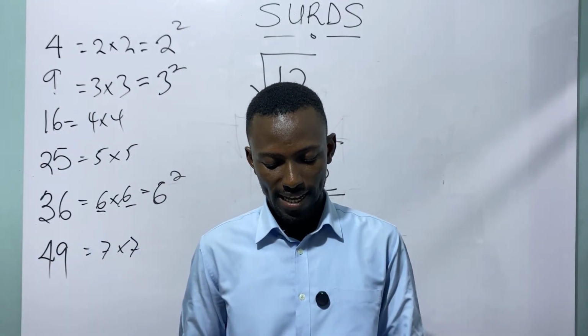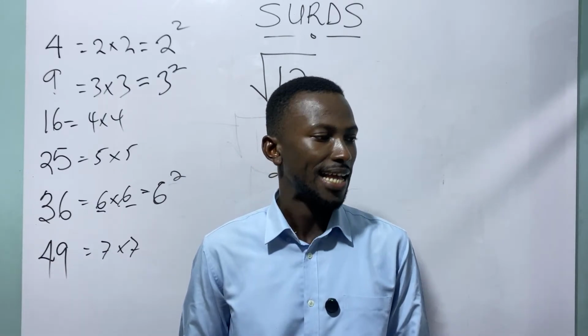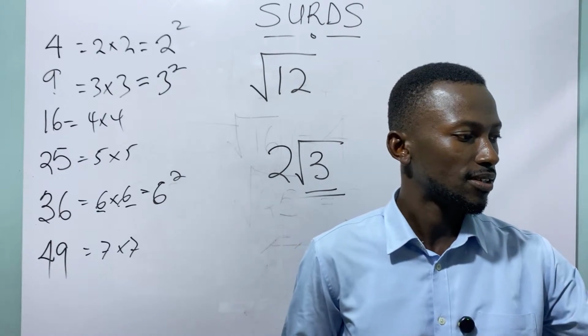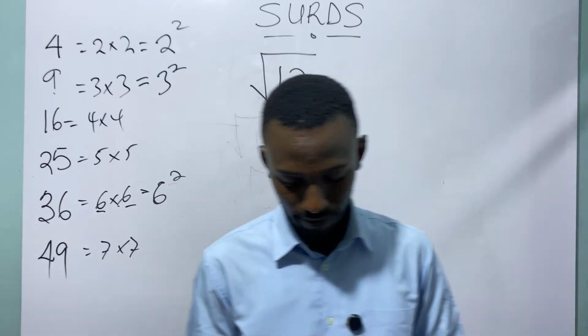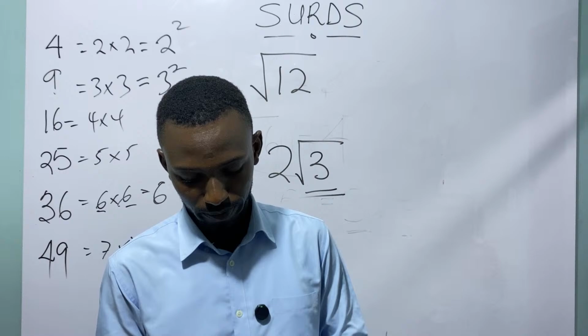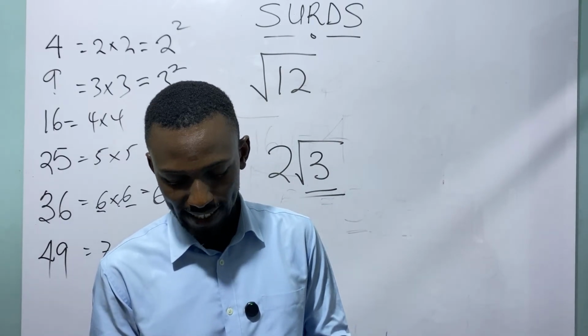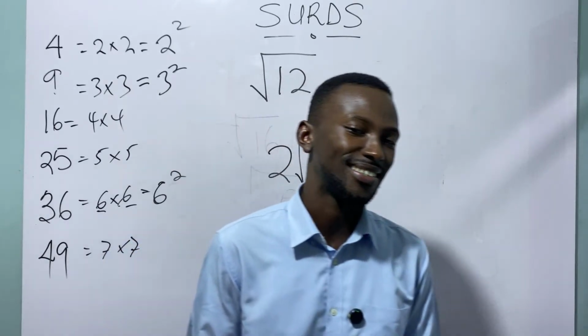So we now understand perfectly how to simplify surds. Obviously, the next thing we have to move on to is addition and subtraction of surds. And after that, we'll finish up with multiplication and division of surds.